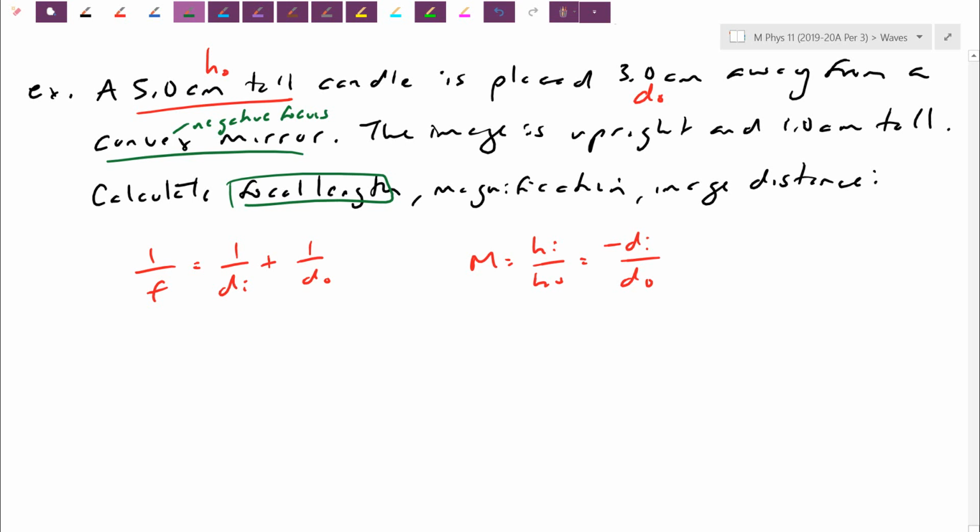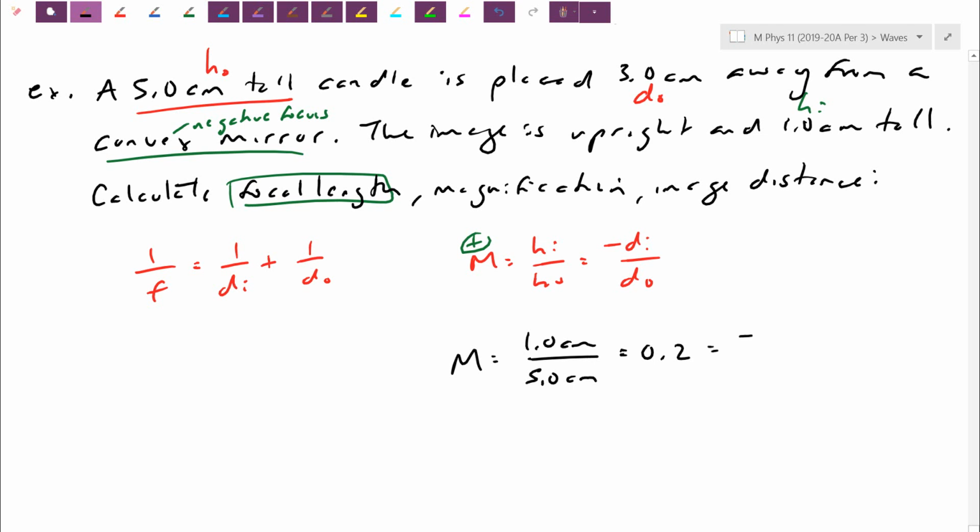The image is upright, so magnification here is going to be positive. We know it's 1 centimeter tall, so that's going to be the height of the image, and that's basically all we need. So let's try it out. The magnification is hi over ho. Hi is 1 centimeter divided by ho, which is 5 centimeters. So right away, magnification is 0.2. This one is upright, it's positive, and it's also smaller, so it's diminished.